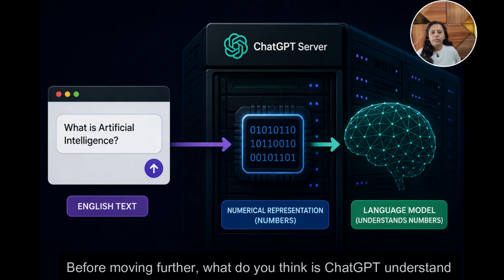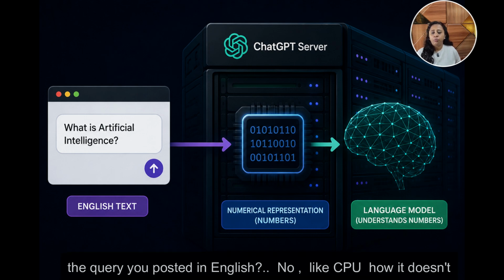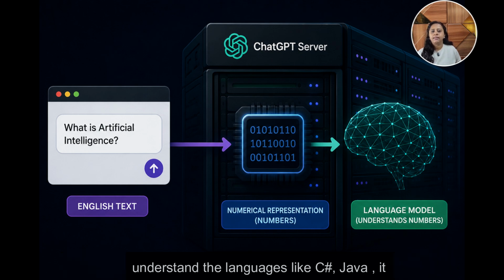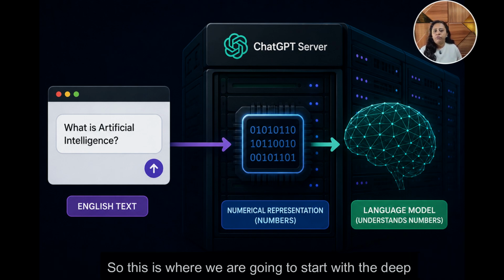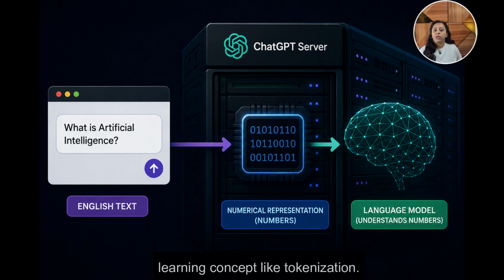Before moving further, what do you think? Does ChatGPT understand the query you posted in English? No. Like a CPU doesn't understand languages like C Sharp or Java, but instead understands only binary, in a similar way, even large language models understand only numbers. So this is where we are going to start with the deep learning concept like tokenization.